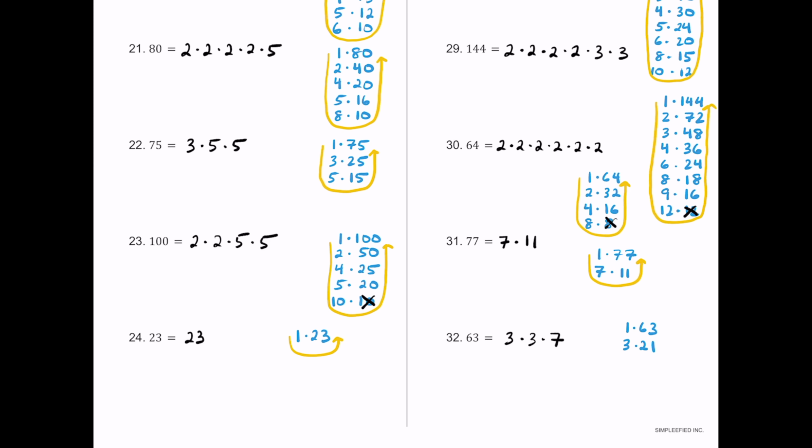There's no 4, there's no 5, there's no 6. There is a 7 here, 7 times these two, which makes 9. So 7 times 9 gets you 63 as well. So we have a complete list here of 6 total factors for the number 63.